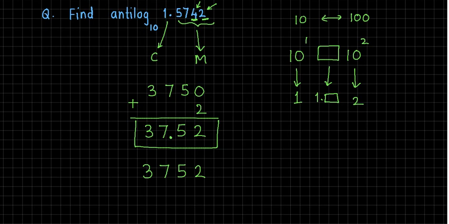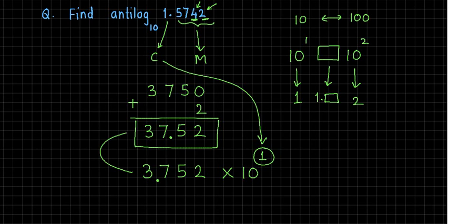So we can write this number in the exponent form as 3.752 into 10 raised to 1, because we know that the exponent of 10 is nothing but the characteristic, and we must have the decimal point after the very first non-zero digit. So 3.752 into 10 raised to 1 is clearly equal to 37.52 only. Therefore this is the final answer.